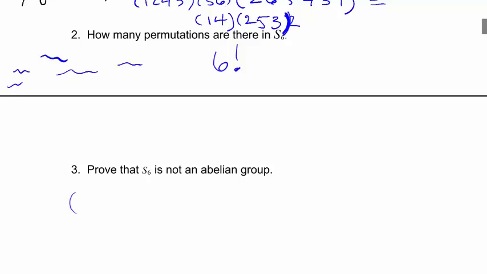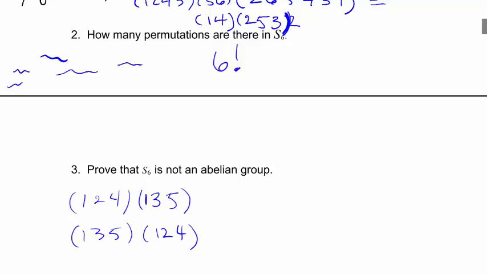Well, let's just take 2 permutations, like I'll take (1 2 4) times the permutation (1 3 5). Those are 2 different elements of S6. They're 2 3-cycles, and notice they both have a 1 in them. So those are 2 separate elements of the group. And (1 3 5) times (1 2 4) won't be the same.